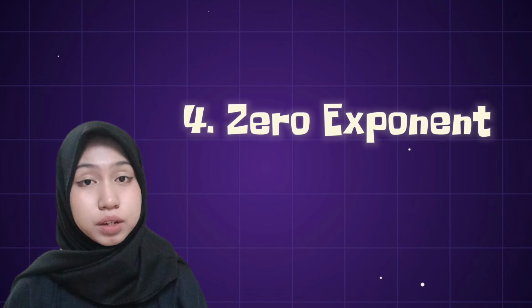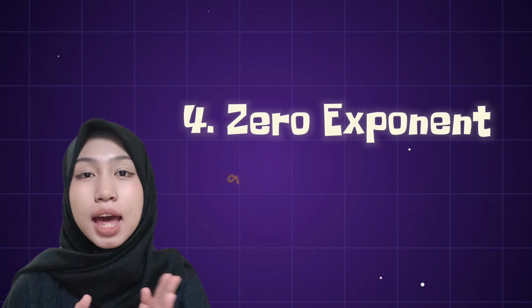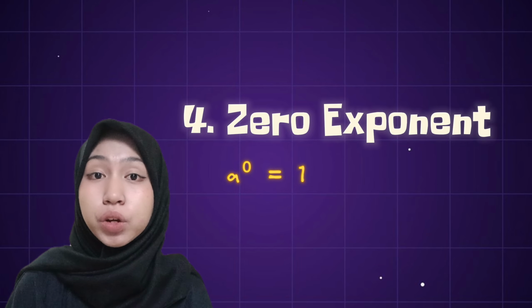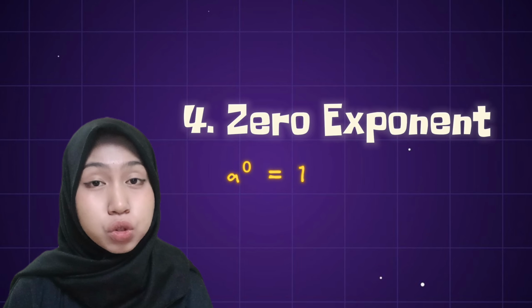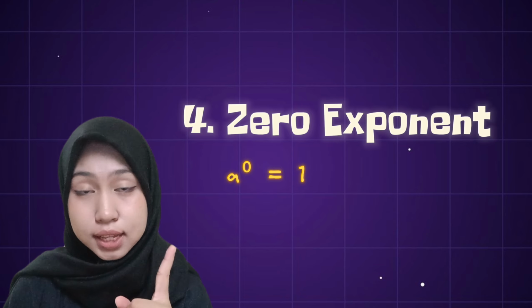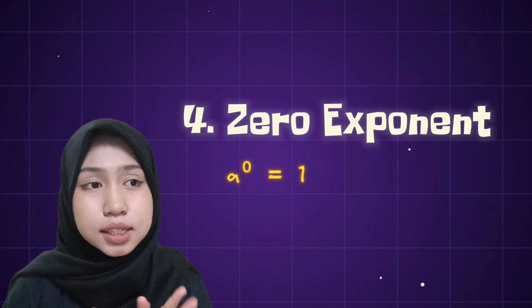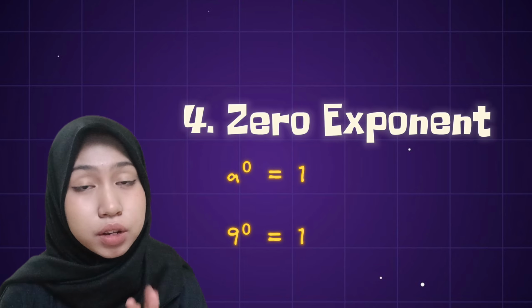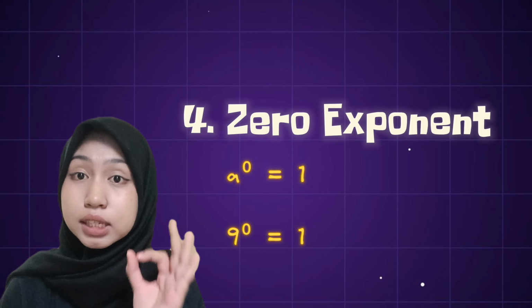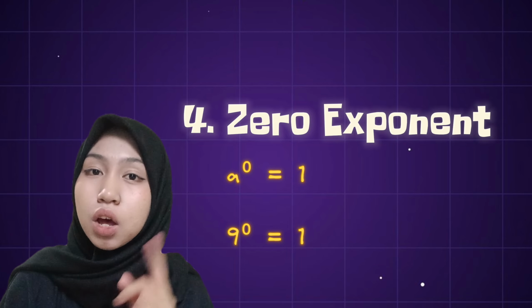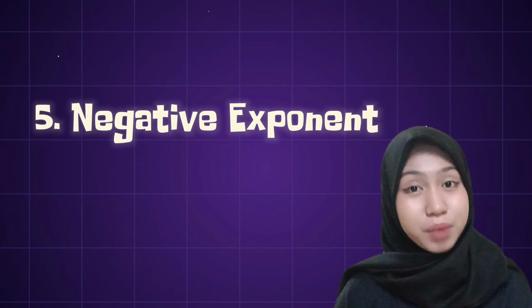The next property is zero exponents. The formula is a to the power of 0 equals 1. Any number except 0 raised to the power of 0 equals 1. For example, 9 to the power of 0 equals 1, or 21 to the power of 0 equals 1. Okay, last property of powers is negative exponents.